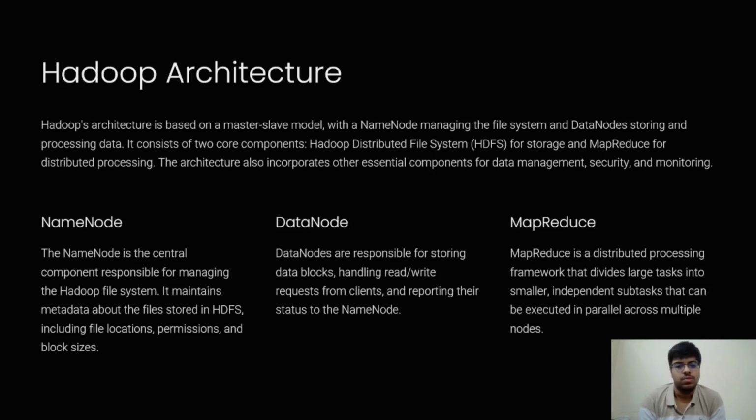Now talking about the name node, the name node is the main central component which manages the Hadoop file system, as it is responsible for storing your files and their locations along with the permissions given to them. Now talking about the data node, it is responsible for storing the data blocks as well as handling read and write operations from the client side. Here MapReduce is a totally separate thing, a distributed processing framework which divides larger datasets into smaller independent subtasks so that they can be done at once in parallel.